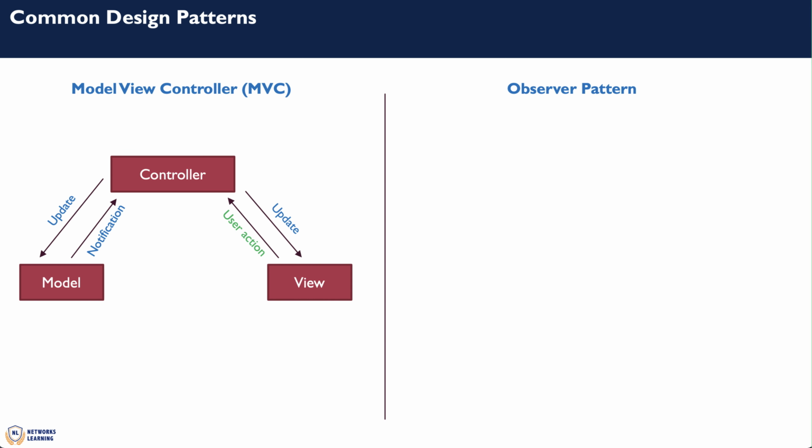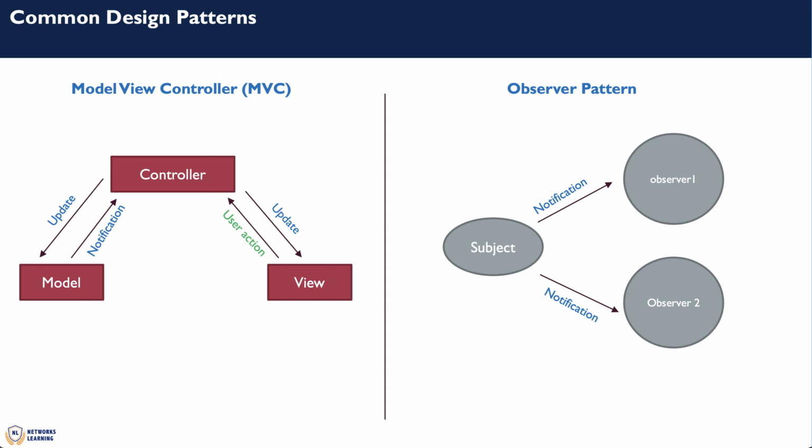As you can see in the drawing, the view is the user action, and then he gets an update from the controller. The controller sends an update to the model and gets a notification back from the model, and then passes on the update to the view. So the model and the view, they never interact. The next pattern is the observer pattern.